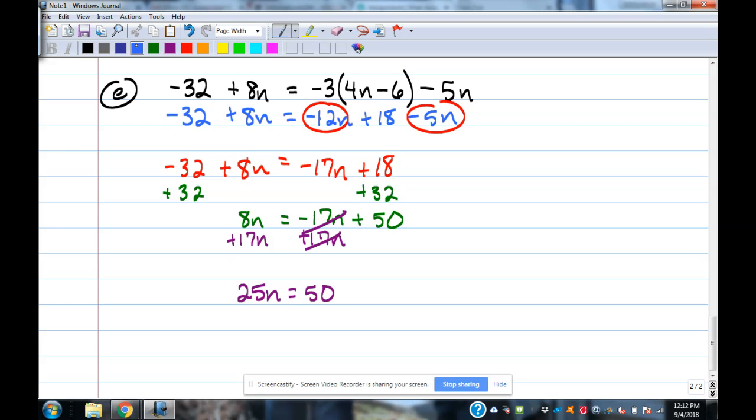One last step. Divide by 25. N equals 2. So 1, 2, 3, 4 steps. This problem, not too bad. All right. Any questions about those?